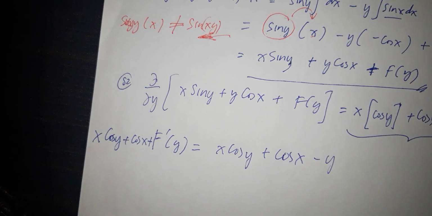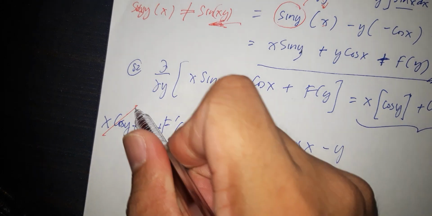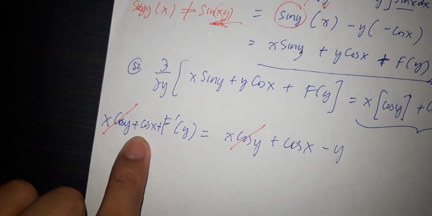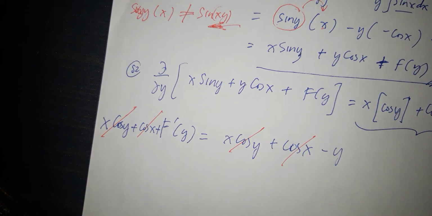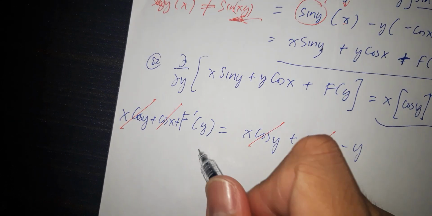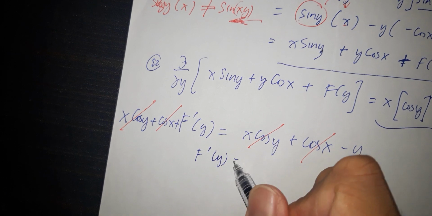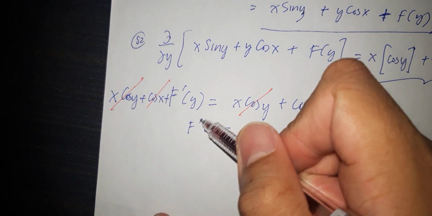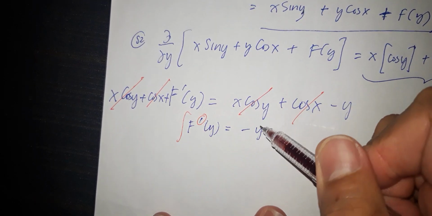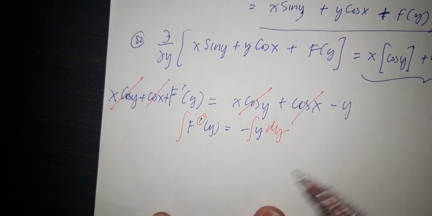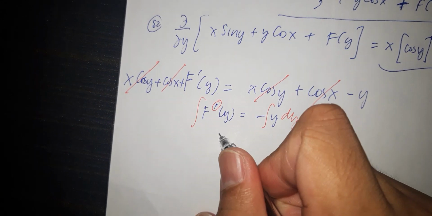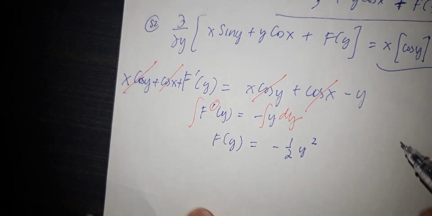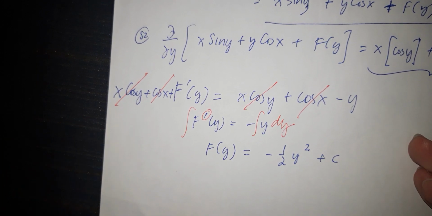When we equate, this x cos y cancels out with x cos y if you transpose one to the left or to the right, and also this cos x. So, what remains? We have f prime of y equal to negative y. To remove that derivative, I need to integrate both sides with respect to y. The integral and derivative cancel out, giving f of y equal to negative 1/2 y squared, plus c.